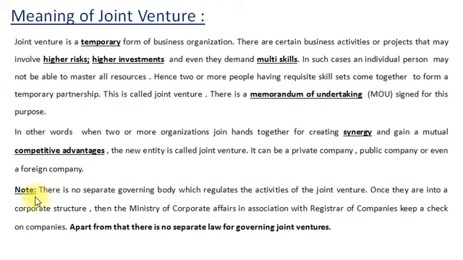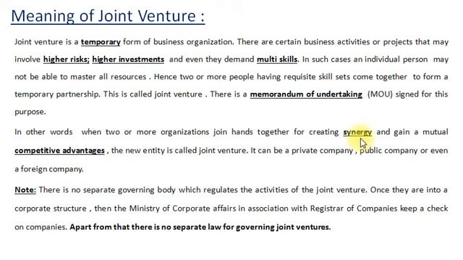Dear students, here we need to understand a few terms. First is, joint venture is a temporary form of business organization. It is for a limited period, not for the whole life of the venture. It involves higher risk, higher investments, and multi-skills. Further, there will be a memorandum of undertaking amongst members of the joint venture. The most important term is synergy. When two or more persons join together for higher risk, higher investment, they should gain a synergy effect in their venture.